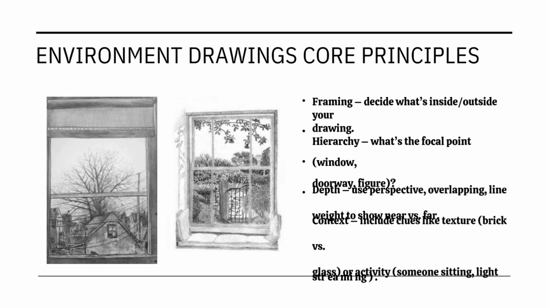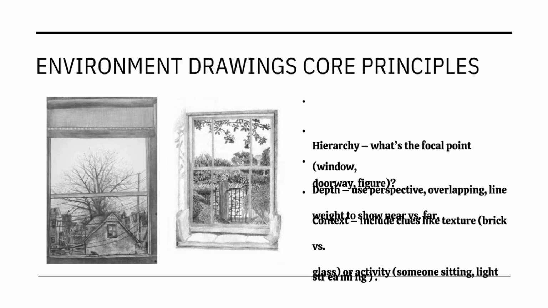Looking at the depth, we can use perspective, overlapping, and light, where we can shade and shadow with our line weights to show things far or close to us. And also zooming in on the context, where we're going to include clues like the textures of the brick or glass, or the activity of what one is doing within the scene that we are viewing. With these items, we're going to begin to formulate our own understanding of spatial observation and environmental drawings.